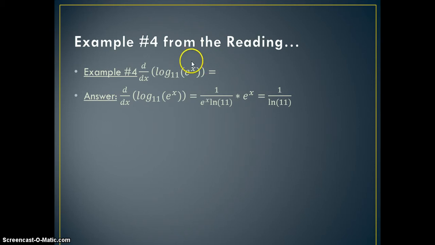Don't forget we need to use the chain rule: take the derivative of the inside function, which is this e to the x. Hey, the e to the x's cancel out, and we're just left with 1 over natural log of 11. The reason for this seemingly strange result is that, if you remember, logs and exponentials are inverses of each other, and so you do get this constant 1 over natural log of 11.